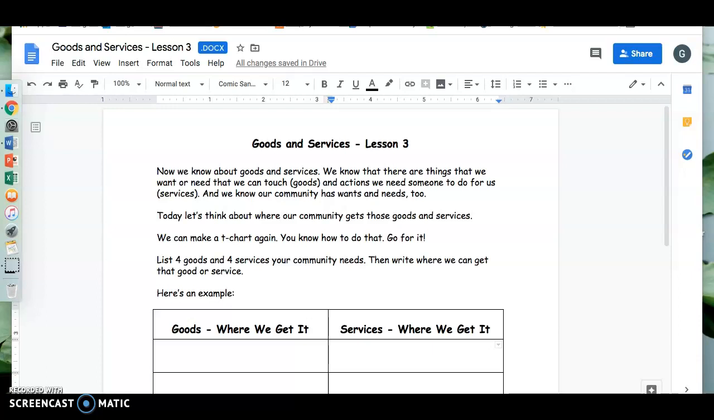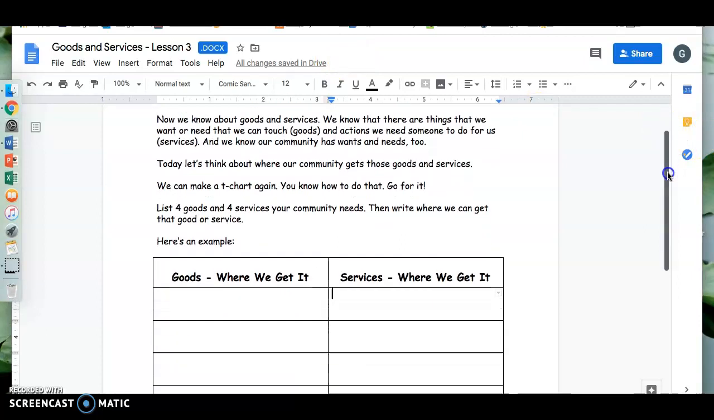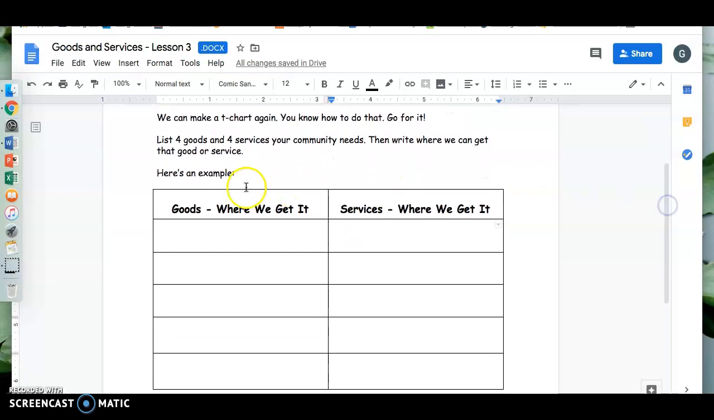We can make a T-chart again. You know how to do it. Go for it. Take out your notebook, make a big T. On one side, write goods, where we get it, and on the other side, write services, where we get it. Then, list 4 goods, 1, 2, 3, 4, and 4 services, 1, 2, 3, 4, that your community needs. Then write where we can get that good or service.